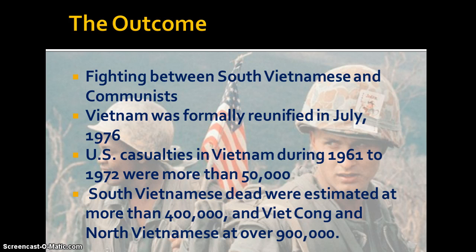U.S. casualties in Vietnam during the era of direct U.S. involvement, which was from 1961 to 1972, were more than 50,000. South Vietnamese dead were estimated at more than 400,000, and Viet Cong and North Vietnamese at over 900,000.